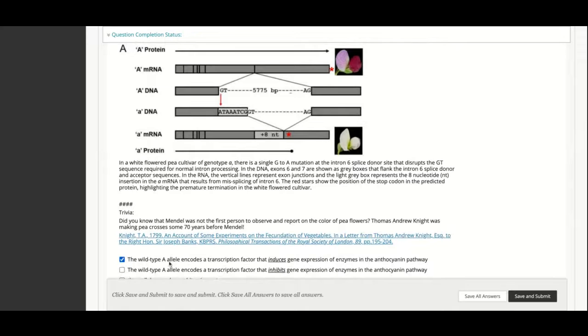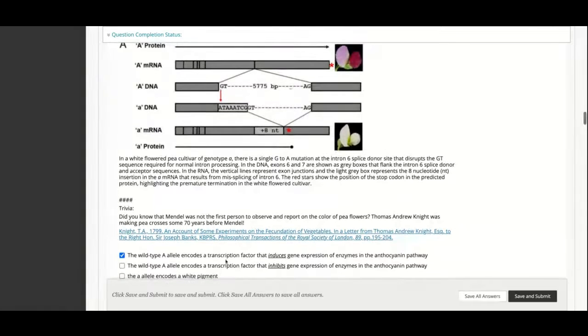So when it says it's a transcription factor, it's true in both of them, right? But we know that it induces the enzymes in the anthocyanin pathway. The anthocyanin pathway is a pathway for making color. So if it induces, you get color. If it represses, you get absence of color. That's why the first one is true and the second one is not true. Because if the big A inhibited making color, then this would be the white one and this would be the purple one. So this is an example of a positive regulator.